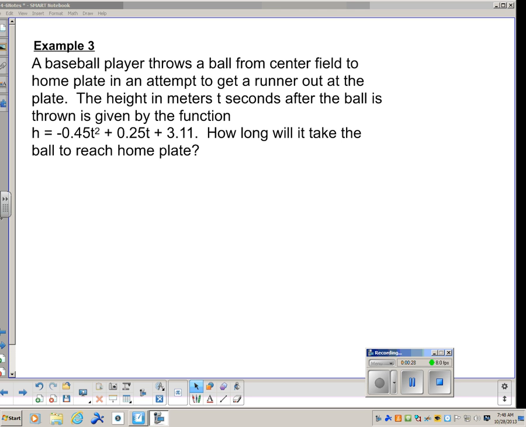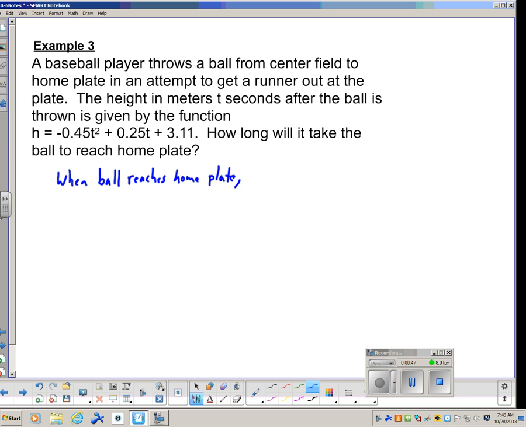So when the ball reaches home plate, its height is 0. What units do we have in here? Meters. When the ball reaches home plate, the height of the ball is 0 meters. It's just one piece of information we know.